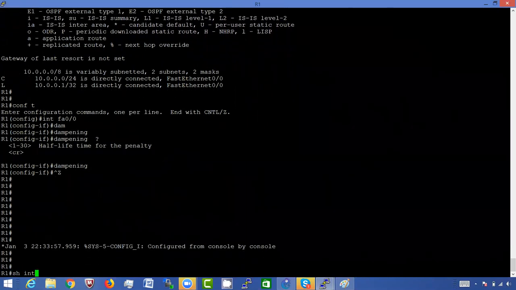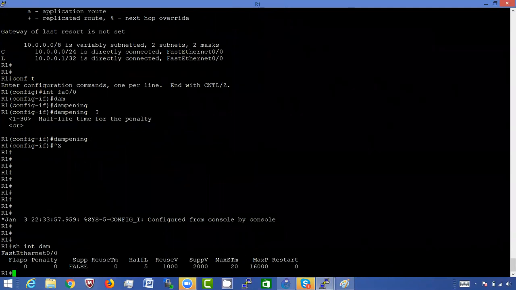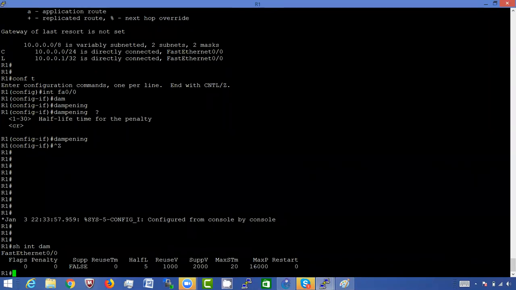How to check it? The command will be show interface dampening. See, the first is flap. This interface has not flapped till now, so the flap is showing 0. If it flaps once, it will be 1. Penalty 0. Right now, my router has not assigned any penalty over here. Suppress state. What is the state of this suppress? It is false. That means my router has not suppressed this link till now. What is reuse time? Just ignore it for now.